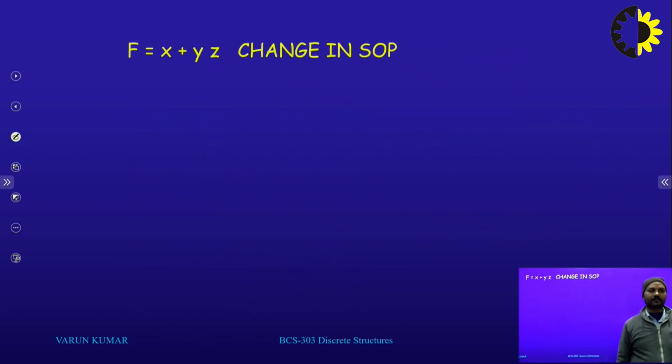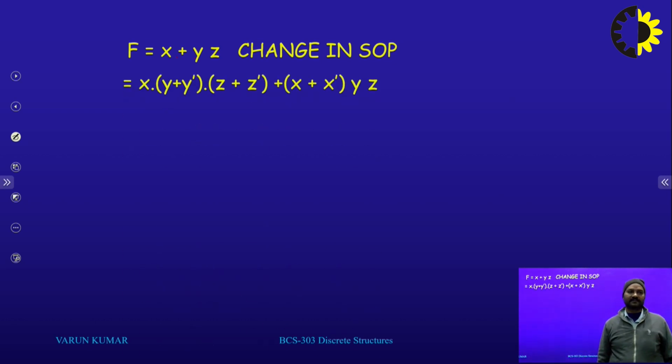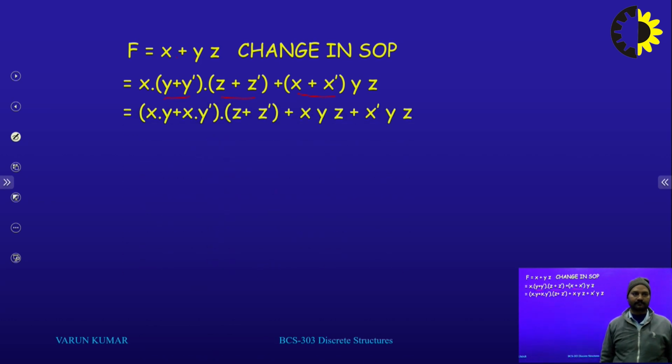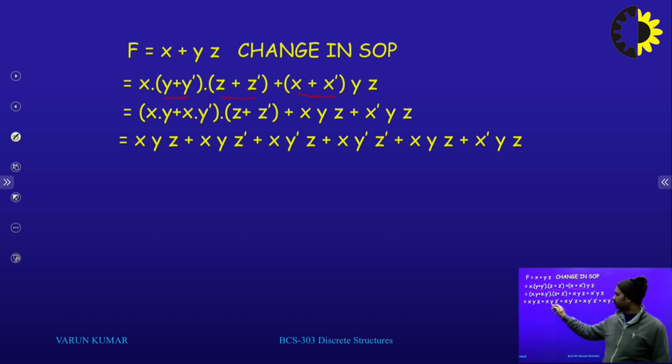To change into SOP form, what particular portion is required? That is y and z, and in this what is required? That is x. So we put here y plus y bar and z plus z bar and x plus x bar. So we multiply. Then again multiply these following terms. Then what is our result? This is our result. If anything is repeating, we reduce that, x plus yz. It means the formula is x plus x is equal to x.